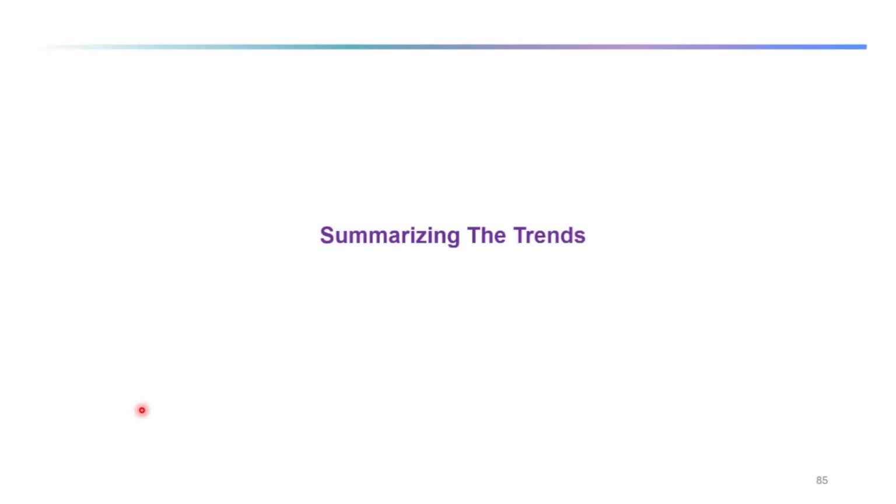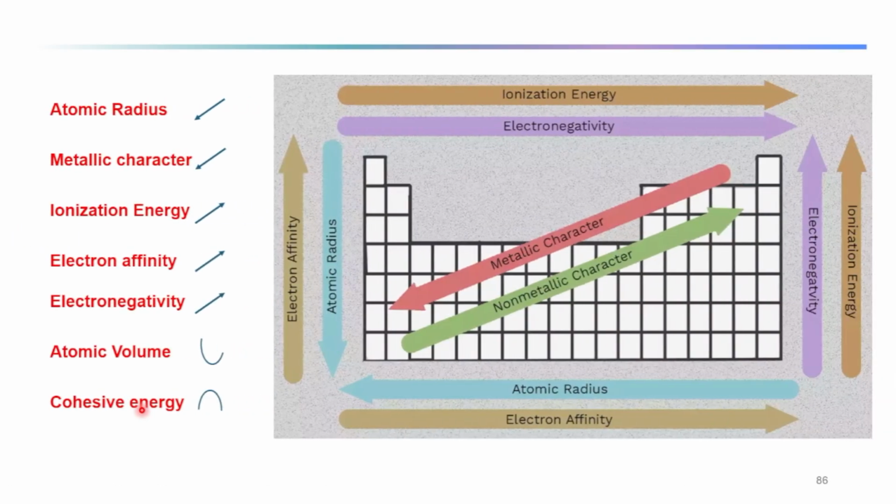Now let's summarize all these trends. So whatever we have observed till now: the trend of atomic radius, metallic character, ionization energy, electron affinity, electronegativity, atomic volume, and cohesive energy. And these are the short notations that you can remember, and it will be very easy for you if you remember these short notations.